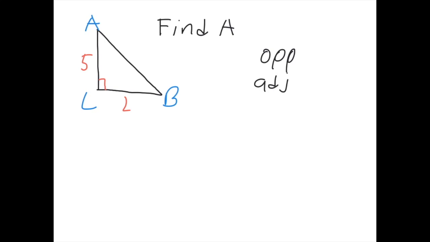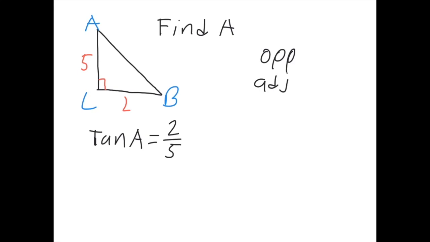Which trig function deals with opposite and adjacent? That would be tangent. So that means that the tangent of angle A is equal to opposite over adjacent, 2 over 5. So we know that the tangent of A is 2 over 5. Now what we want to know is what is angle A?